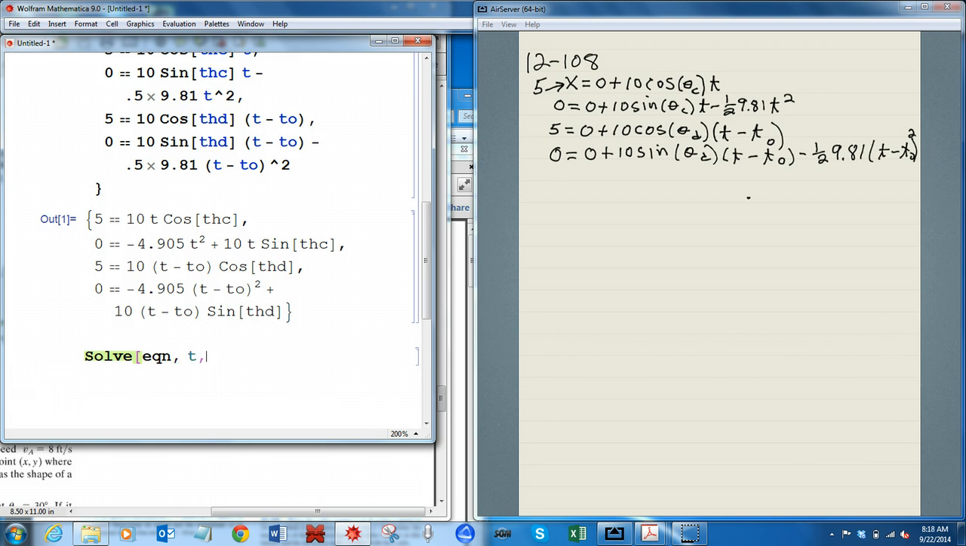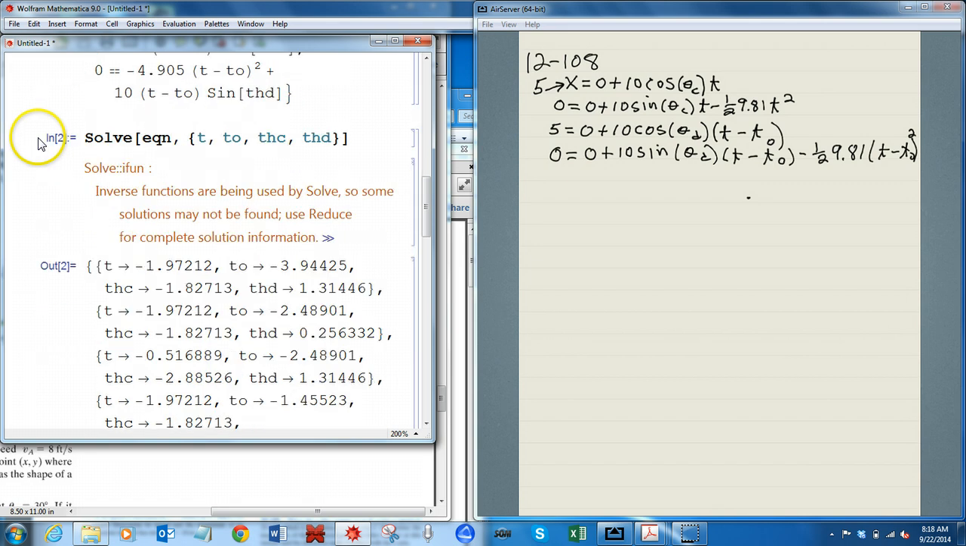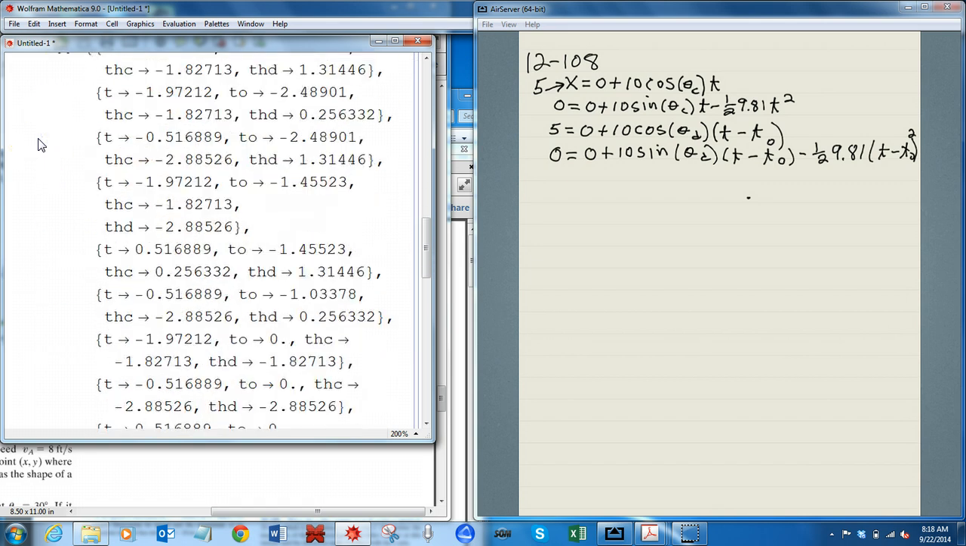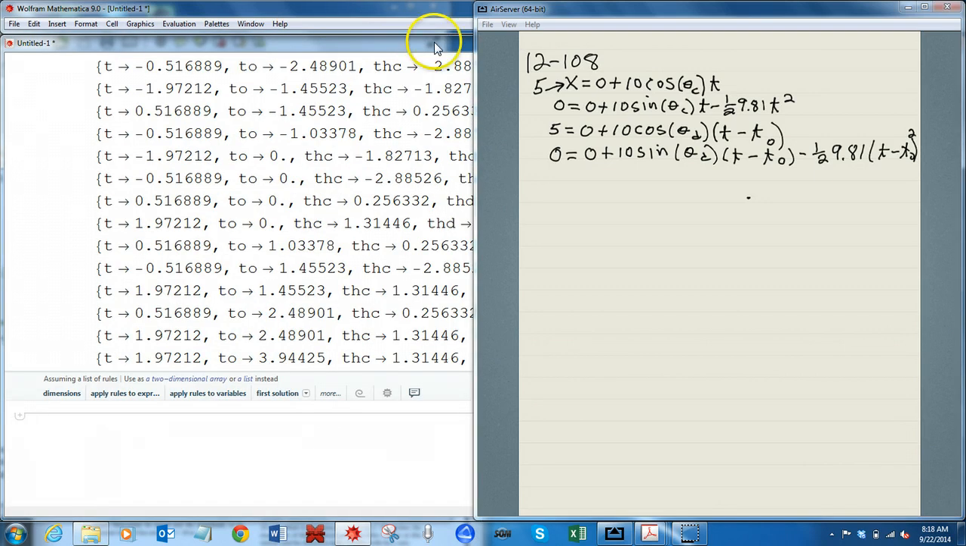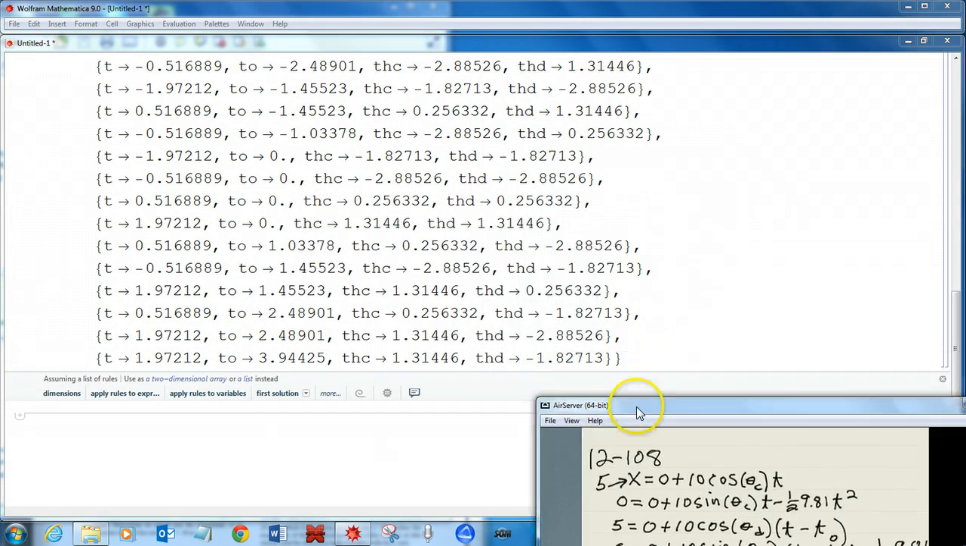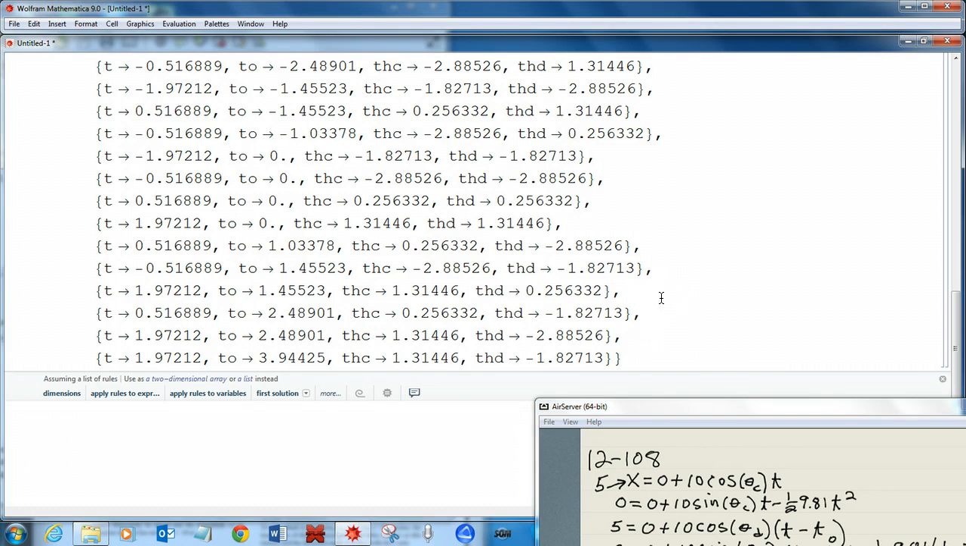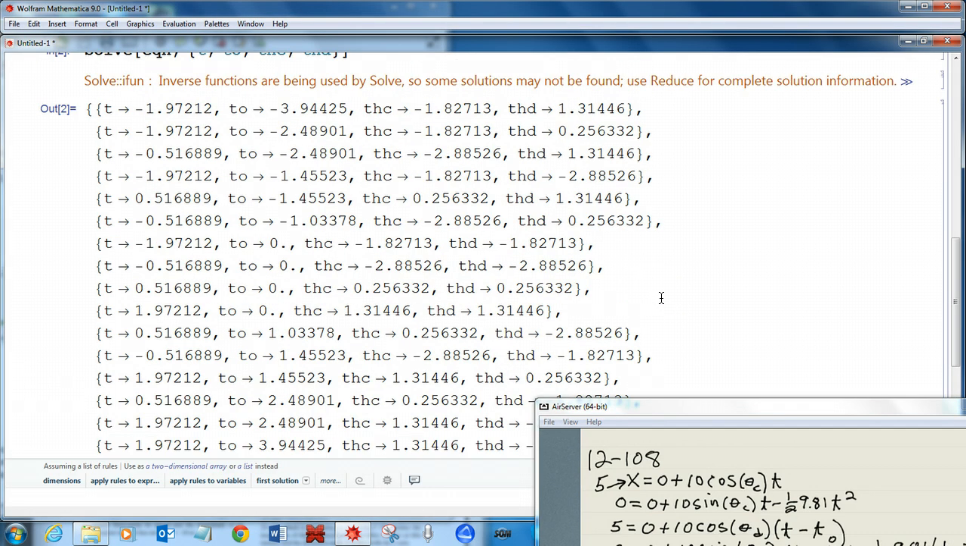Okay, I want T, whoops, put it in a little bracket set: T, T0, THC, and THD. Let's see what it does to me. Hey, not bad. Heck of a lot easier than doing it by hand. I'm going to zoom it out. Let's see, shrink this thing down. Holy cow. Somebody said there were two answers? I don't think so. Which one are you going to pick?